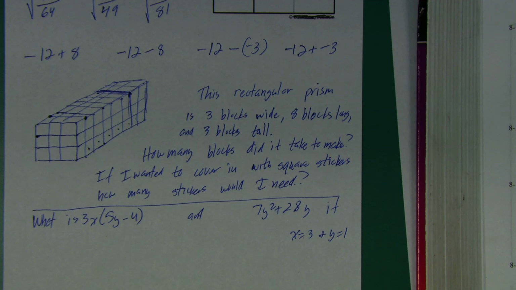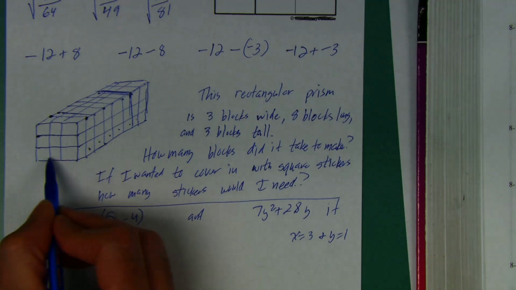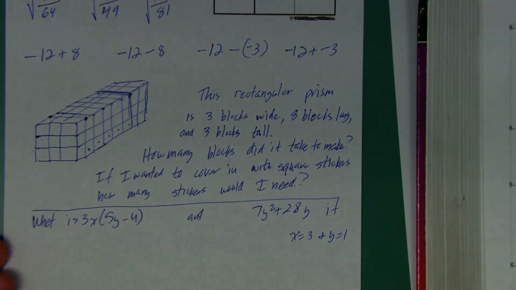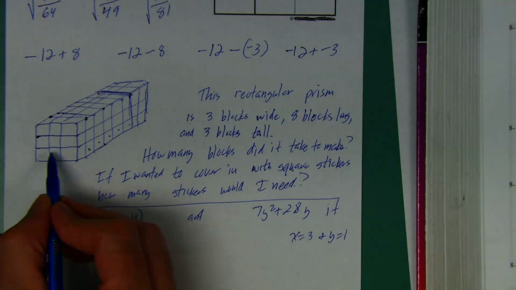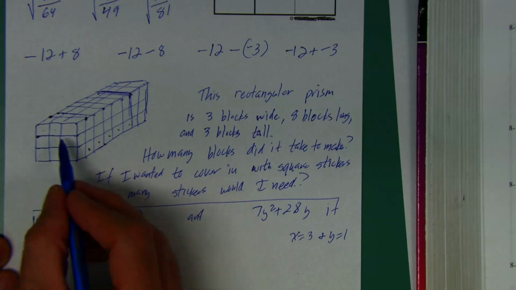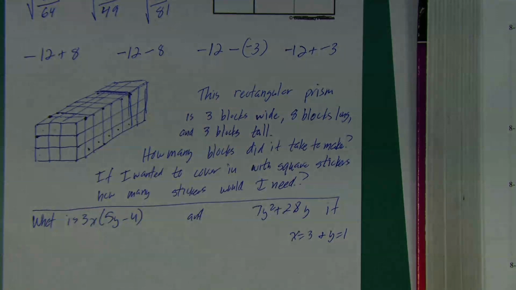And then the next question is, pretend like you're going to cover this thing with square stickers. Now the square is exactly the same size as the side of one of these little blocks. Okay, so you could see I need 1, 2, 3, 4, 5, 6, 7, 8, 9, right there. And how about this? Right, you got to cover the whole thing with square stickers. How many stickers do you need?